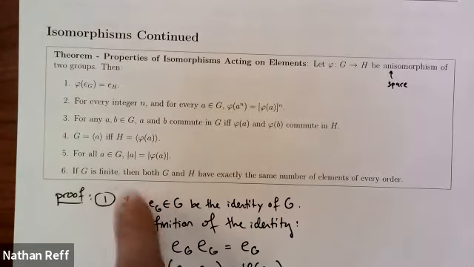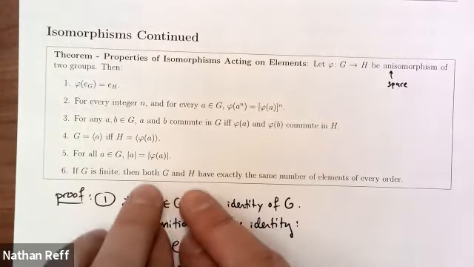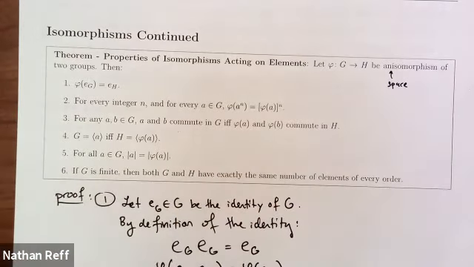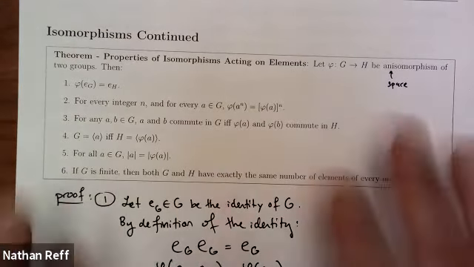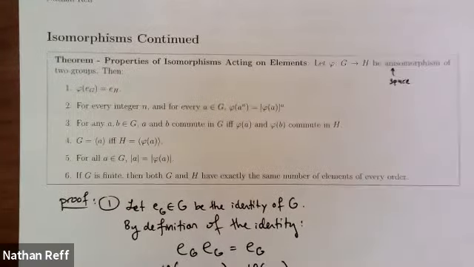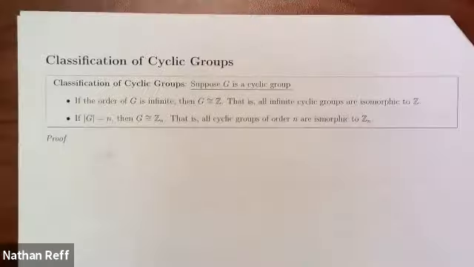Last one: if G is finite, both G and H have exactly the same number of elements of every single order. Just wanted to give you a list of some properties that had to do with elements. I encourage you to try to prove all those properties. They're not terrible, but the proofs are super long.